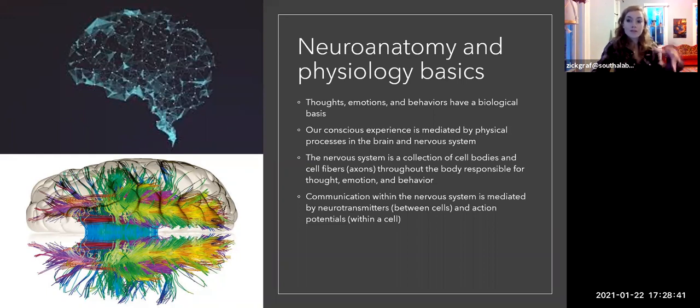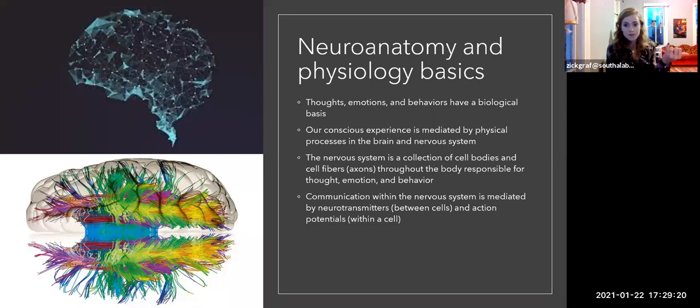So the basic premise of this part of the lecture is that thoughts, emotions, and behaviors do have a biological basis. A biological understanding of psychopathology was also presented in the last lecture as kind of a unidimensional, somewhat narrow model of understanding psychology. But really, it's only narrow right now because we don't have the tools, we don't have the resolution to actually examine the brain in the detail that we would need to actually see these processes happening in the brain, but they are happening in the brain. And our conscious experience is mediated by physical processes happening in the brain and nervous system.